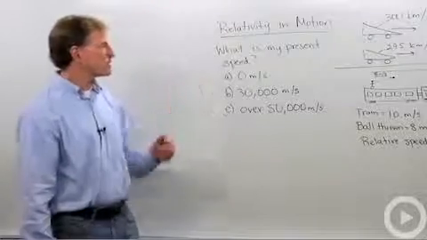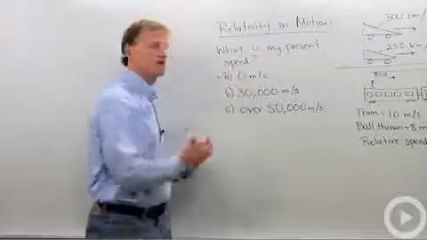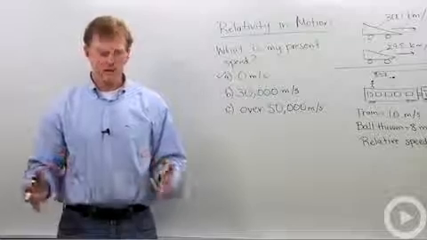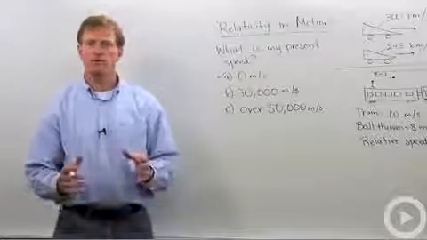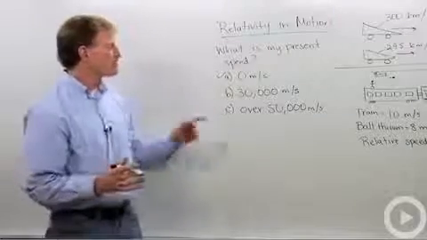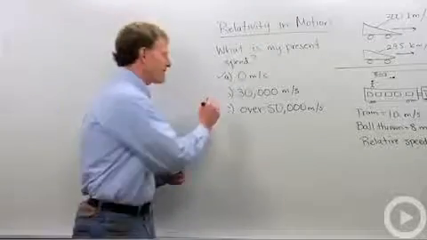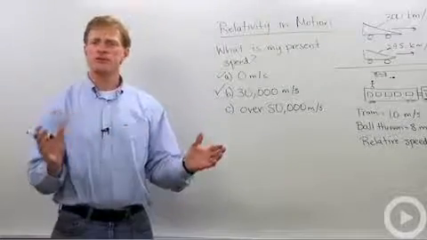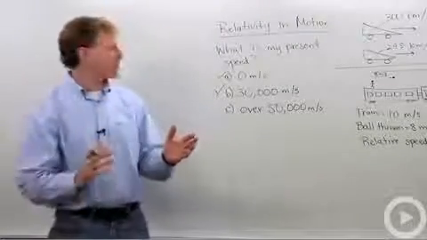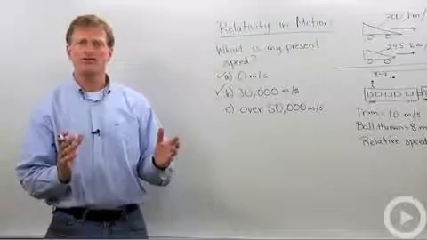Well, if you said 0 meters per second, you're correct. That is my present speed given the relativity to the floor. Where I stand relative to the floor, I'm moving at 0 meters per second. If you said 30,000 meters per second, that is also correct. That is my speed relative to the sun. As we stand on Earth, we are moving at 30,000 meters per second around the sun.